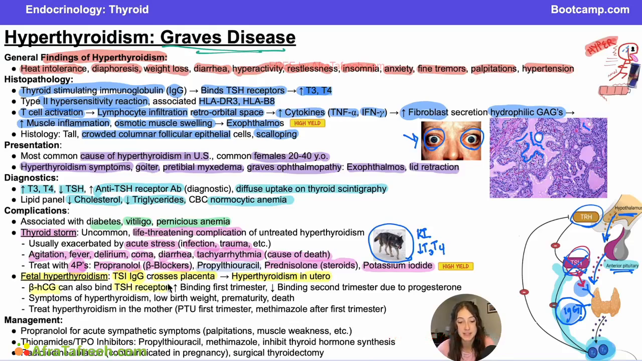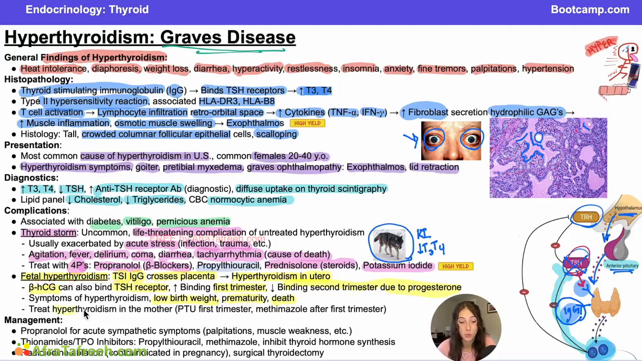Beta-HCG can also bind to the TSH receptor. It usually does so most strongly during the first trimester, because during the second trimester you have progesterone kind of counteracting these effects, but that can also certainly contribute to the hyperthyroid picture in utero. And then babies who experience this hyperthyroidism in utero can experience low birth weight, prematurity, and even death. So for a lot of the same reasons that we talked about in thyroid storm, the fact that we can have tachyarrhythmias, the fact that these babies are often underweight, this can lead to prematurity and death in these infants.